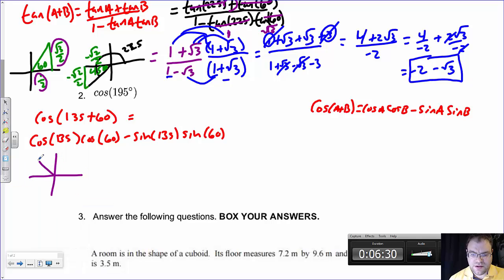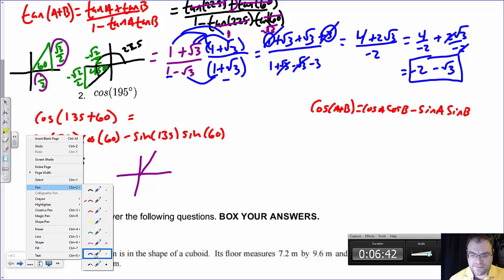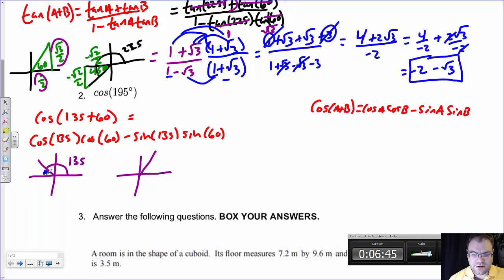135 is right in the middle here. That's 135. And 60, of course, is right about here. So let's change the color up again. And we'll say this reference angle here is a 45-degree angle. So if that's a 45-degree angle, then this is going to be root 2 over 2 and negative root 2 over 2. And if this is a 60-degree angle, this is going to be a half, and this is going to be root 3 over 2. So I pretty much know what this is going to be now.